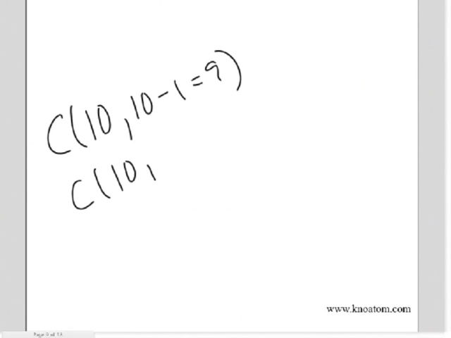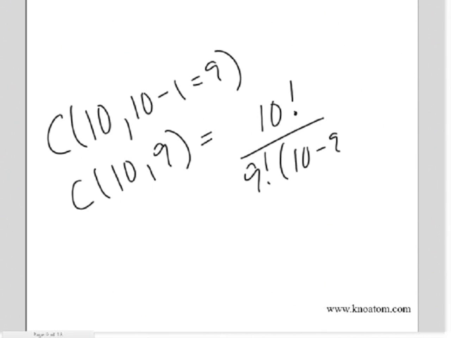Now, this is the same thing as saying how many combinations of whales aren't killed from a set of 10. And so we knew r was 1, so 1 whale is killed out of every set of 10. So this is the same thing as saying C of 10, 10 minus 1, which equals 9. So C of 10 comma 9 simplifies down to 10 factorial over 9 factorial times 10 minus 9 factorial, which is 10 factorial over 9 factorial, which gives us 10.